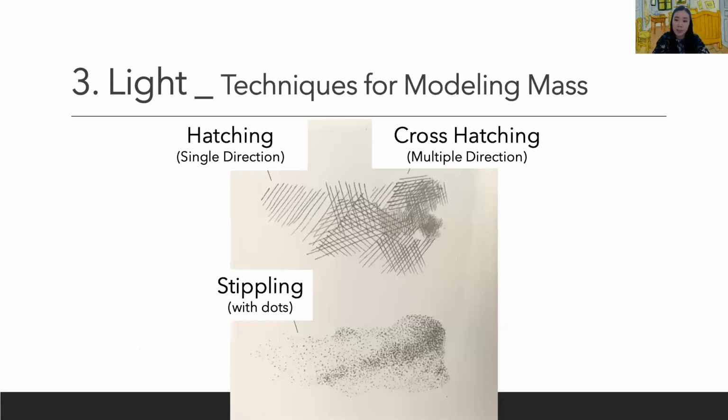For modeling mass, we can use these kinds of drawing skills: hatching with drawing lines in a single direction, cross-hatching with drawing lines in multiple directions, or stippling, drawing with dots. And sometimes we can make modeling mass with a smudge technique.